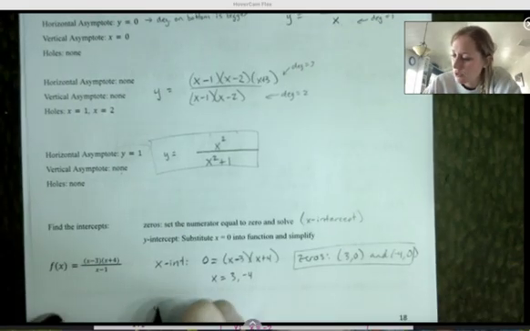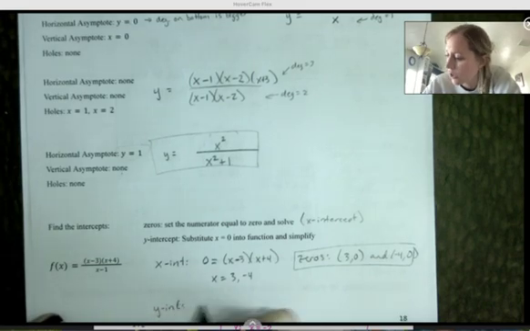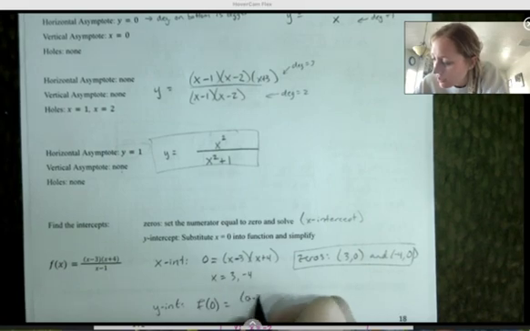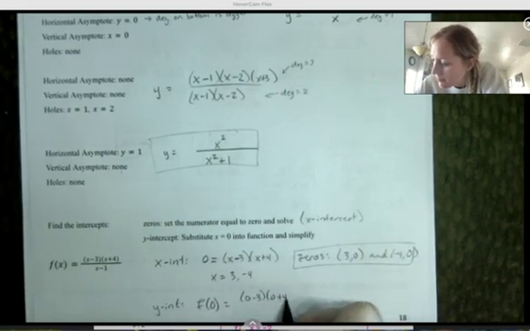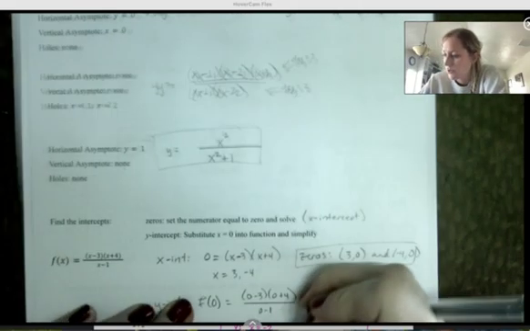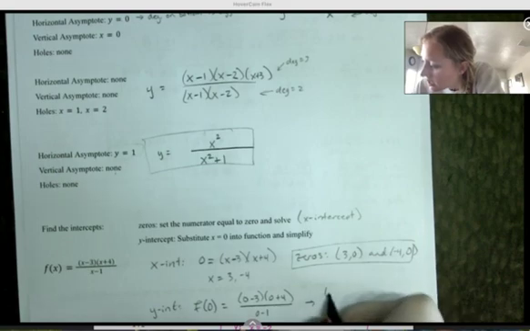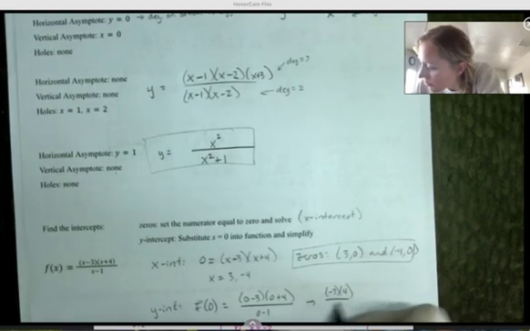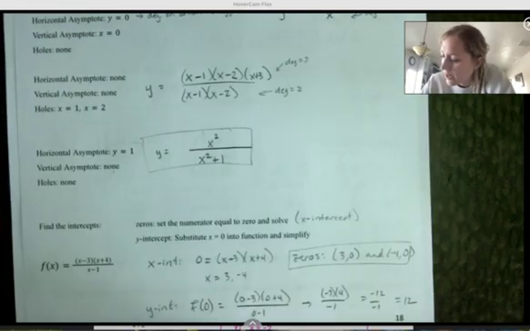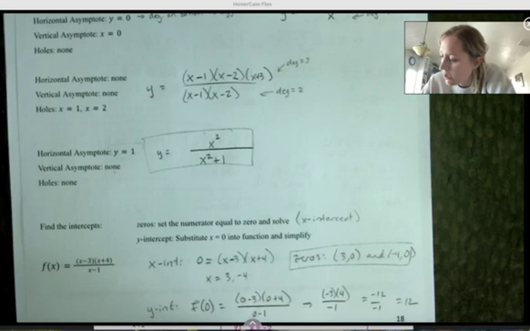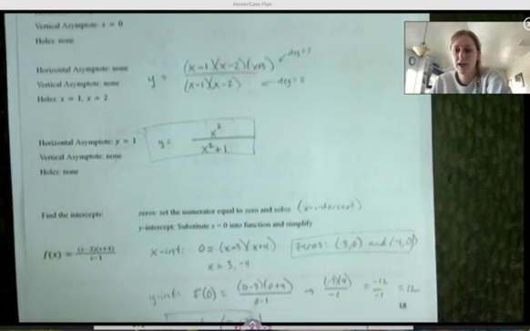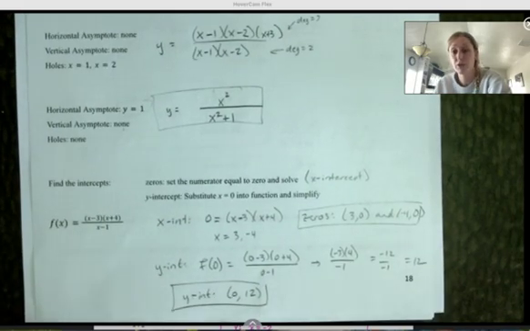Y-intercept. This is where I plug in 0. So I'm finding what is f of 0. So I'm putting 0 in for every single x and simplifying. Here I'm going to get negative 3 times 4 over negative 1. So negative 12 over negative 1 is 12. So the y-intercept is at (0, 12). When we put in 0 for x, we got 12.